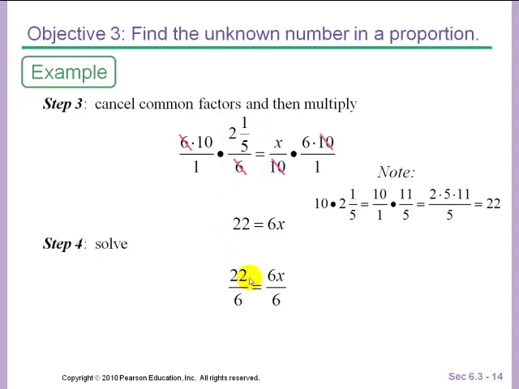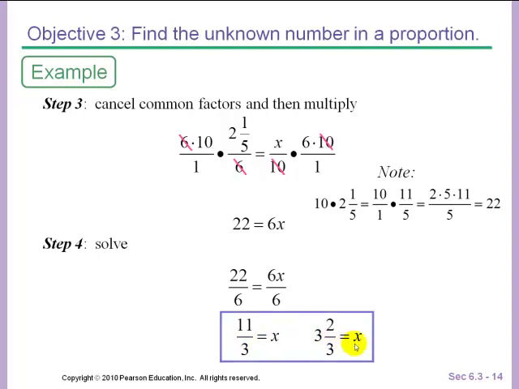So in this case, I'm simply going to simplify 22 over 6, divide both top and bottom by 2, and get 11 over 3 equals x. You could also write it as the mixed number 3 2/3 equals x. I would accept either of these answers. I would not accept the decimal because you were not given a decimal to begin with, particularly in this case because your answer would be a repeating decimal.